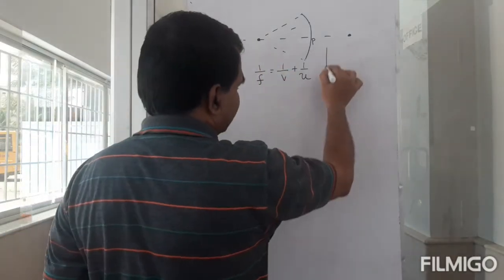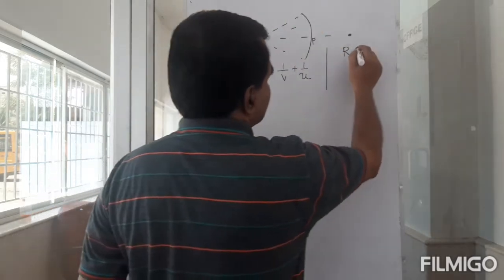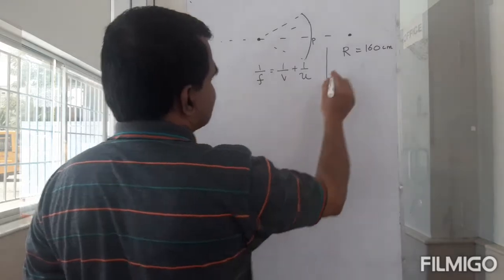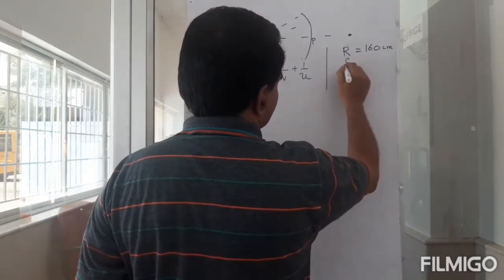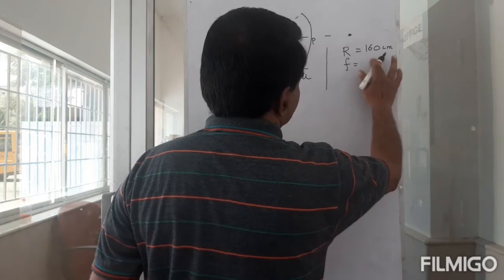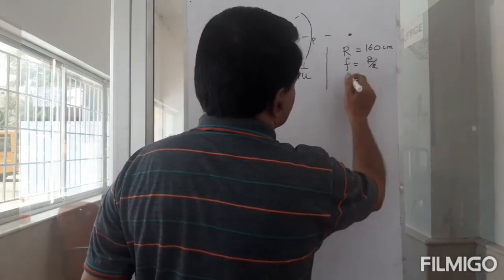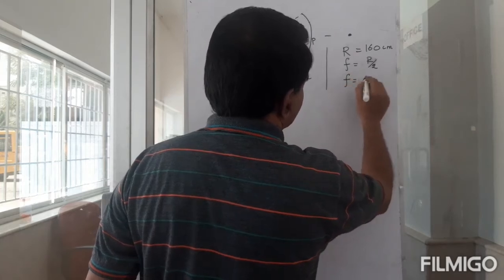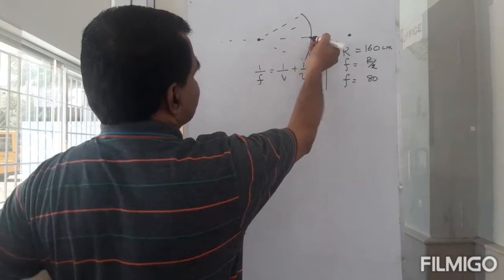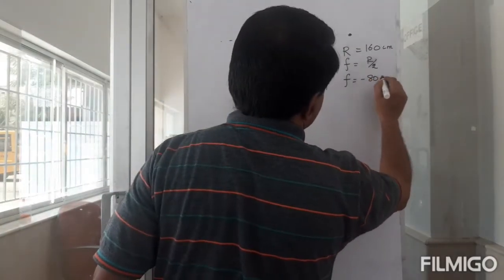But what is given? Your radius is given. The radius of this sphere is 160 centimeters. So what is the magnitude of f? f is going to be R by 2, just R by 2. So f is going to be equal to 80. But now you see, this has to be the concave mirror, so we measure all the distances in this way. So that will be minus 80 centimeters.